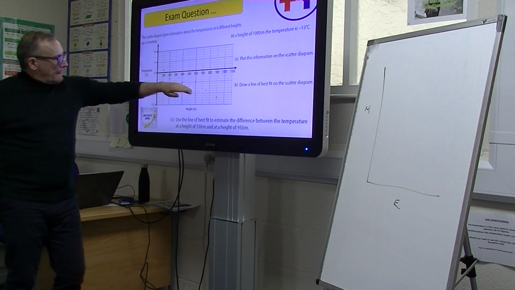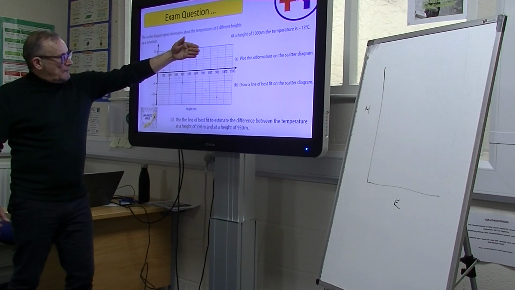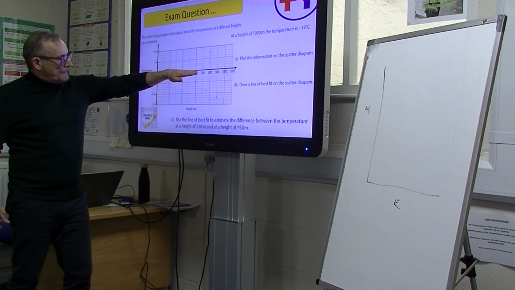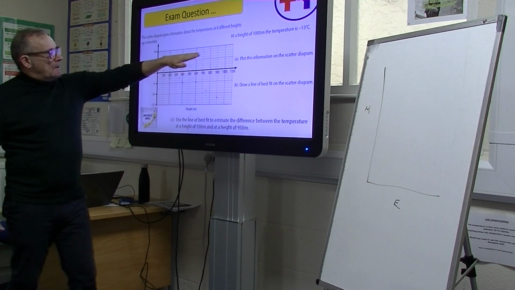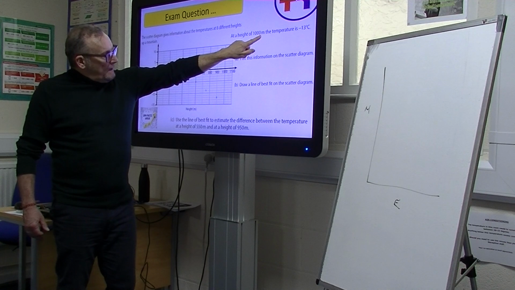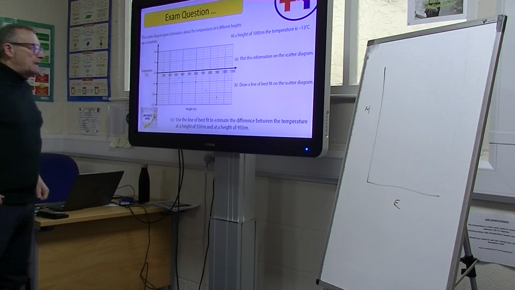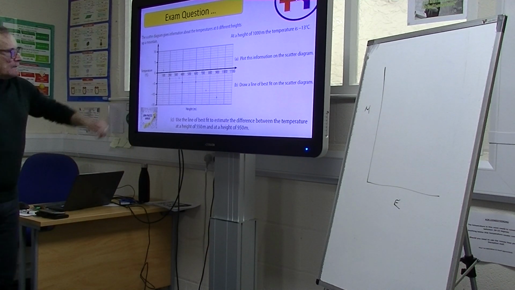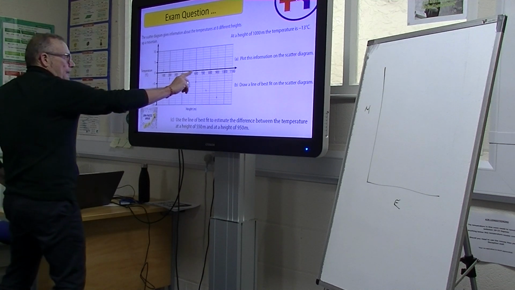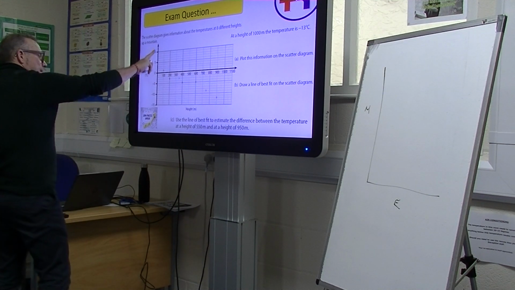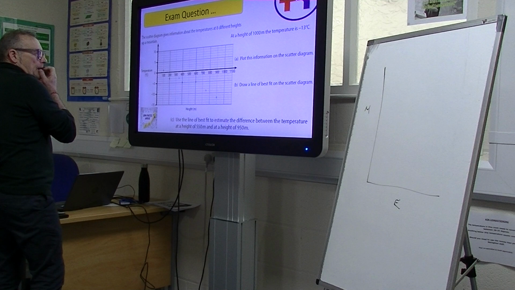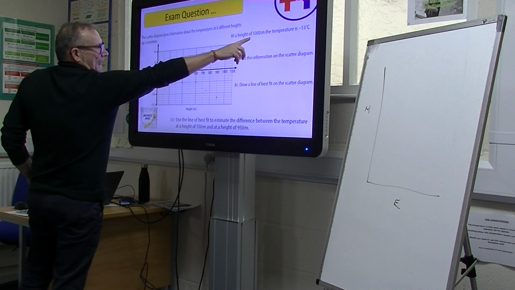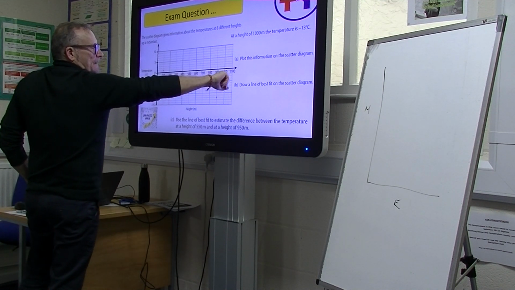Remember, these are minus temperatures, these are plus temperatures. So that's why this axis is not at the bottom of the page, it's halfway through. At a height of 1,000 metres, the temperature is -13. This is the height that goes across here, and this is the temperature that comes down the left-hand side.